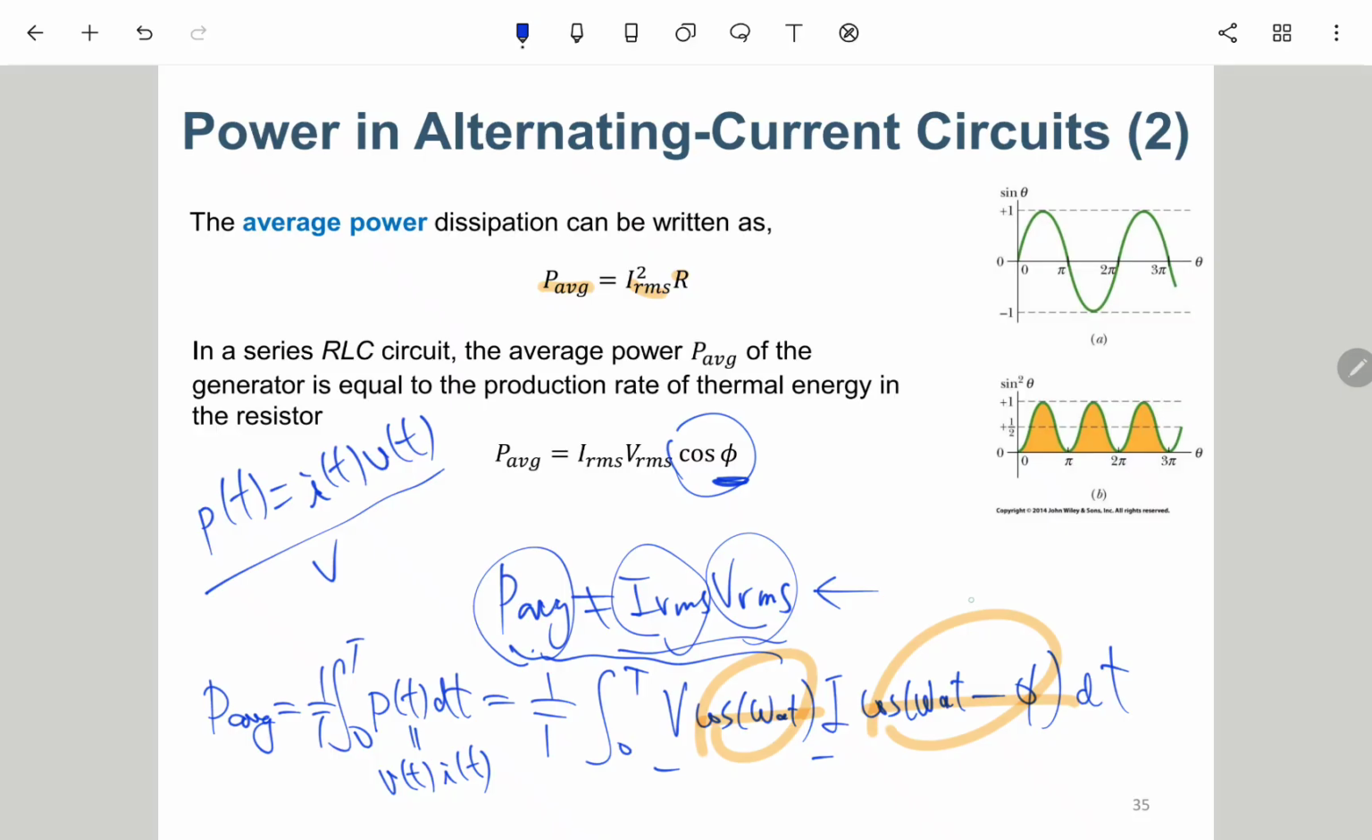If you have interest, you can calculate it yourself, move forward with this, and you will find out why we get this cosine phi here. So the earlier one is not correct because I and V are not in phase. And here we call this cosine phi the power factor of the RLC circuit.